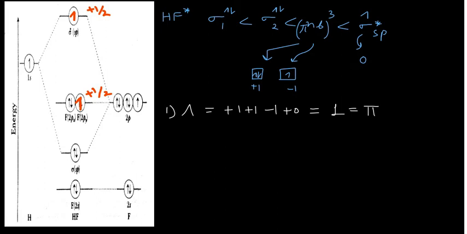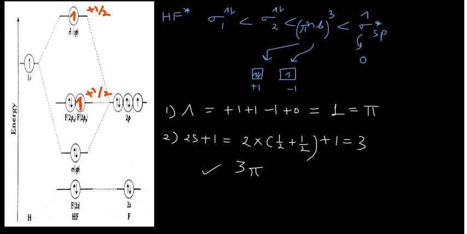Now if you go for the spin multiplicity, 2S plus 1, where S is the sum of the spins, both electrons have the same spin of plus half, so the total S is 1. So 2S plus 1 gives you 3. Then what would be your term symbol? The term symbol would be 3 pi for this excited state. See how easy it is to determine the molecular term symbols for the excited states. I hope this is now quite clear to you.